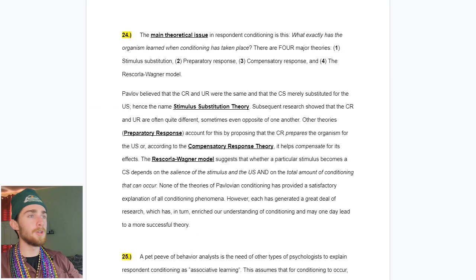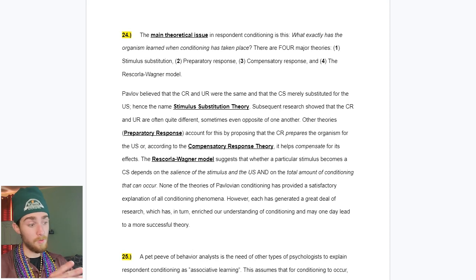All right, I'm going to touch real quick on some theoretical issues in respondent conditioning. So the main issue here is what exactly has the organism learned when conditioning takes place. Now, there are four major theories: stimulus substitution, preparatory response, compensatory response, and the Rescorla-Wagner model.